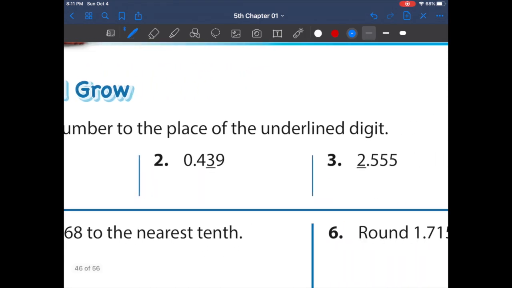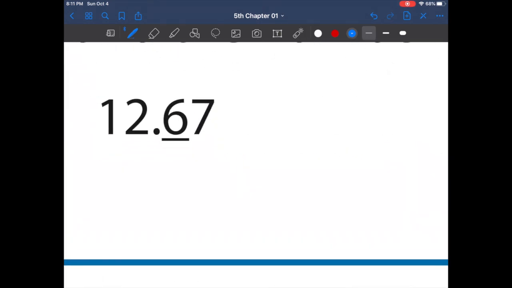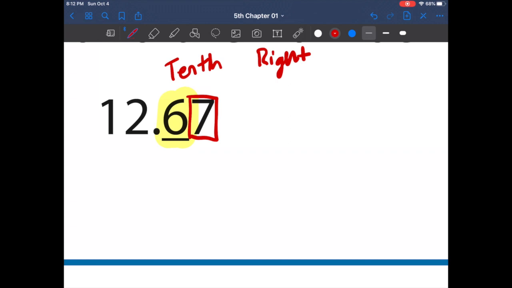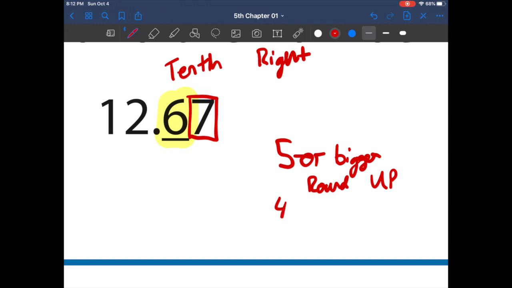It says round the number to the place underlined. First of all, what number is underlined right now? That is a 6, right? So let's remember, we round to the nearest, what place would this be? This would be the tenth, right? So what was the rule? We need to look to the number to the right. What number is to the right of it? We have this 7. And what was the rule? If it's 5 or bigger, I'll just write it down, 5 or bigger, we round up. If it's 4 or lower, we what?